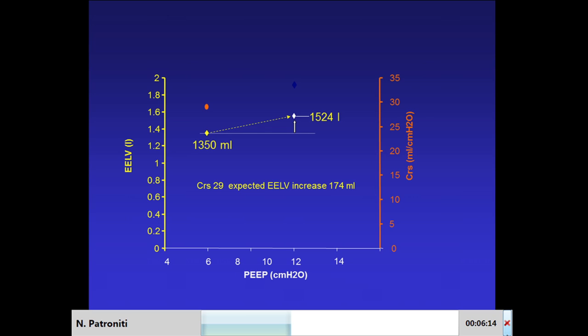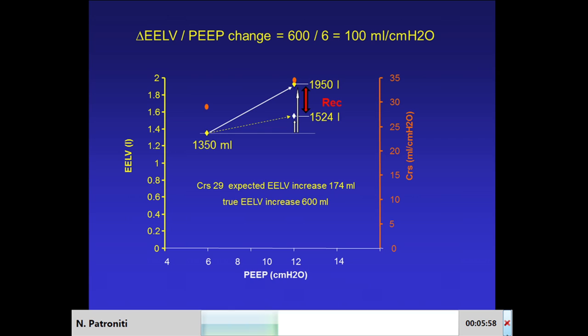And so the new expected end expiratory lung volume is 1,524. You measure it, and you find out that it is 1,950. It is much higher than you expected. So that's what we can call recruitment. That's what the investigators suggested as recruitment.